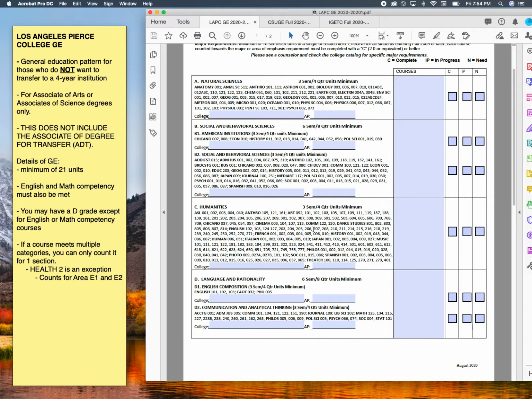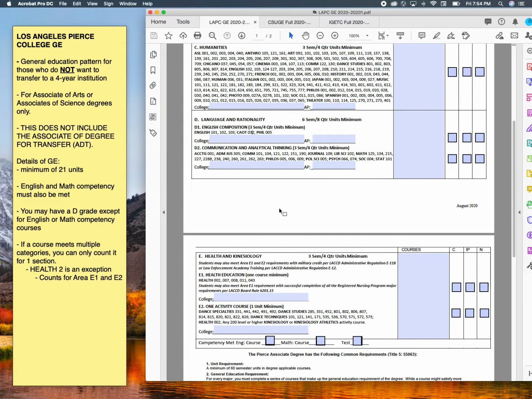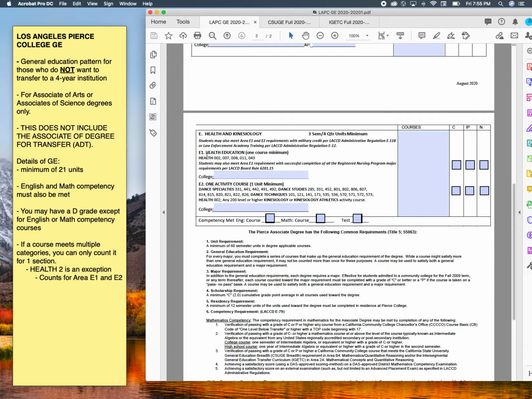Health 2 is the only class where you could use it for 2 sections. And that is Health 2. It's the health education and the activity course, okay? Health 2 is the only exception to that.